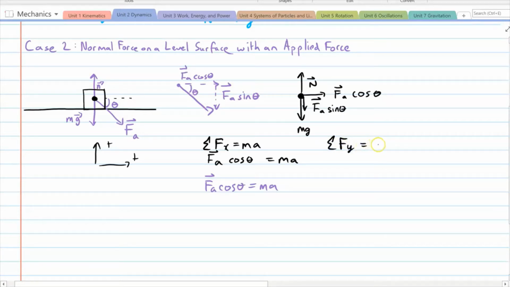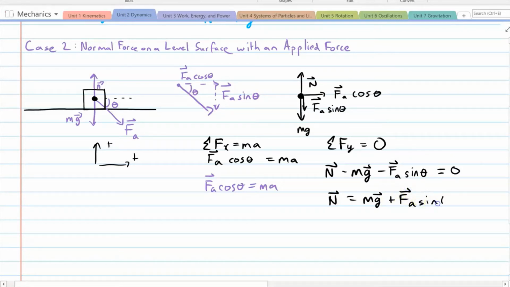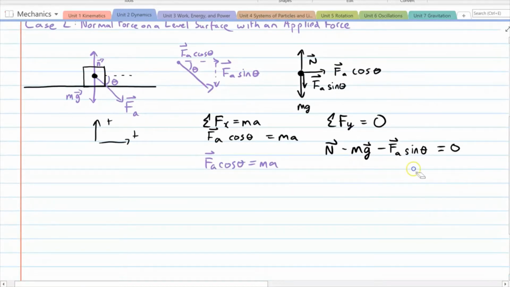It is not moving vertically, so it has no net force, the net force is 0. So remember, upwards is positive and downwards is negative, so it is basically the normal force minus its weight minus the applied force in that direction. And I'll solve for the normal force here. So it's just equal to the sum of the applied force and the weight. Let me write that in purple actually.